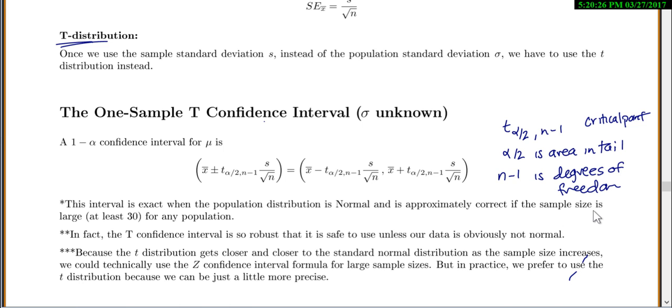So this confidence interval will be exact if our population distribution is normal, and it will be approximately correct if the sample size is large, at least 30, just like for the z. In fact, the t-confidence interval is so robust that it's safe to use unless our data is obviously not normal. So as long as it's close to normal, it'll be okay. When we say obviously not normal, we mean obvious outliers. Outliers really throw off the t distribution if you have bad outliers.